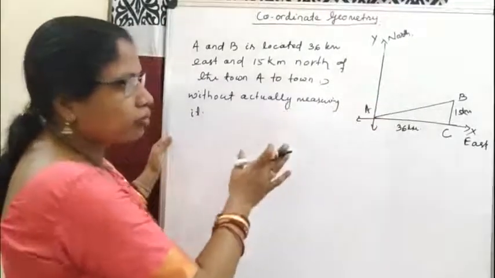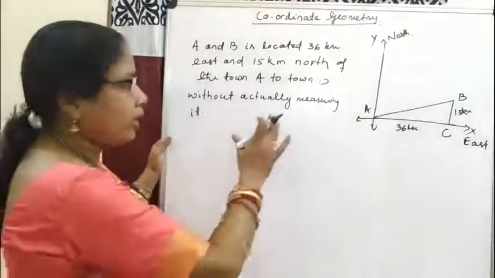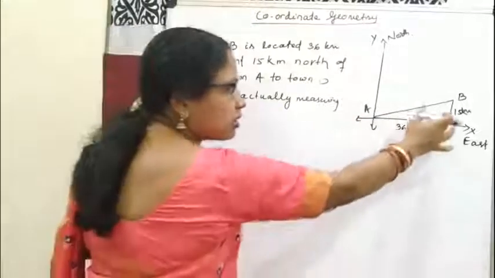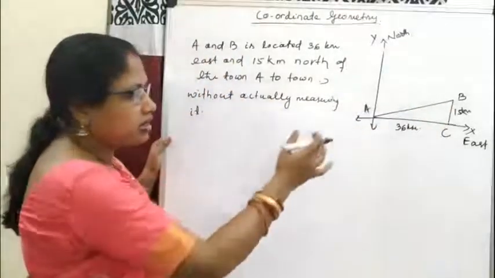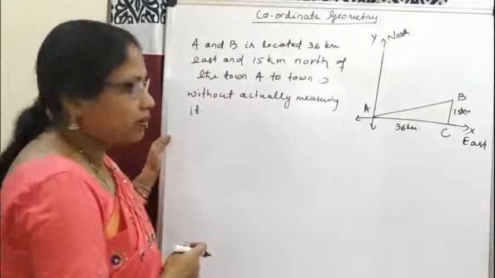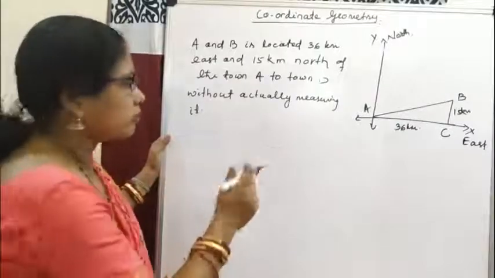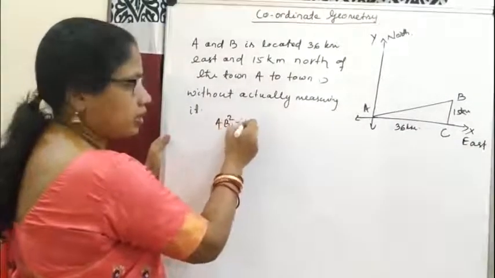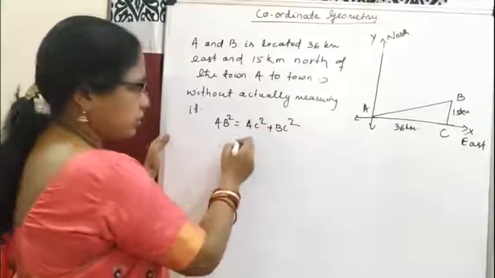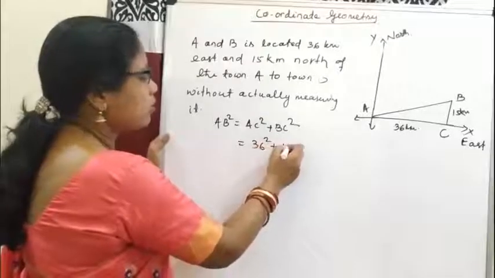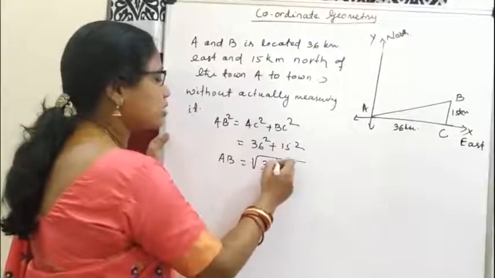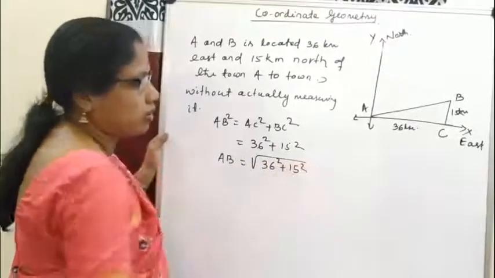To find the distance between town A and B, we can apply the Pythagoras theorem, because ACB is a right triangle. To find the distance AB, we apply the Pythagoras theorem, that is, AB square is equal to AC square plus BC square. That is equal to 36 square plus 15 square. So AB is equal to the square root of 36 square plus 15 square.